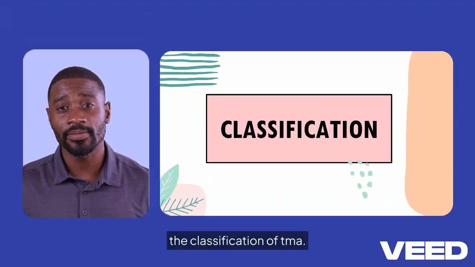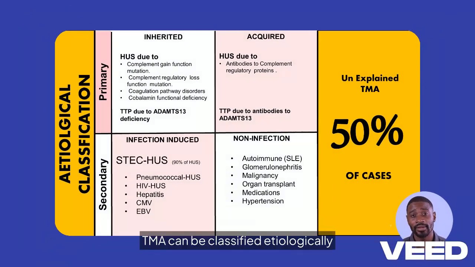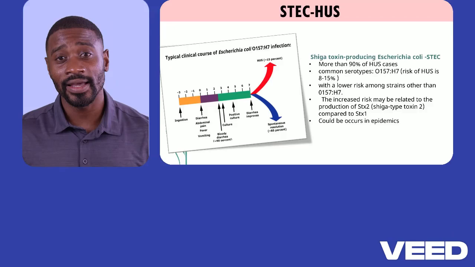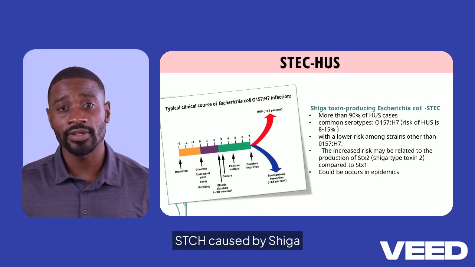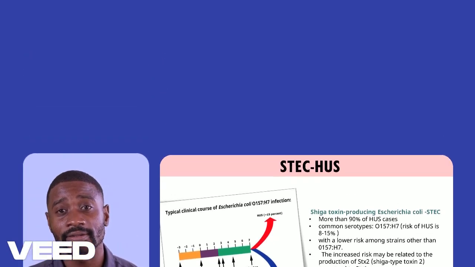Next, we will discuss the classification of TMA. Understanding the different types is crucial for accurate diagnosis and treatment. TMA can be classified etiologically into inherited and acquired forms. Inherited forms include HUS due to complement mutations, while acquired forms involve antibodies to complement proteins. STEC-HUS, caused by Shiga toxin-producing E. coli, accounts for over 90% of HUS cases. It is often associated with specific serotypes like O157:H7, and can occur in epidemics.